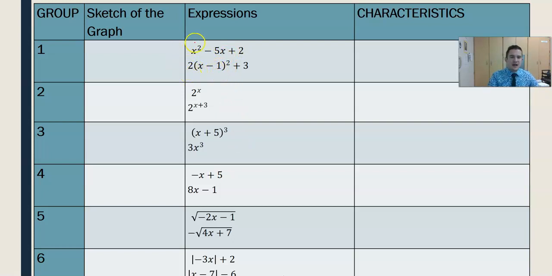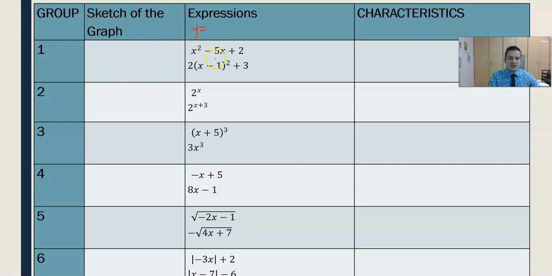Notice I have a bunch of different types of expressions. In your calculator, if you do y equals each of these expressions, you'll be able to find a graph for each of them. After you have a chance to graph these, what I want you to notice is some of the things that are in common between all of these different types of graphs.